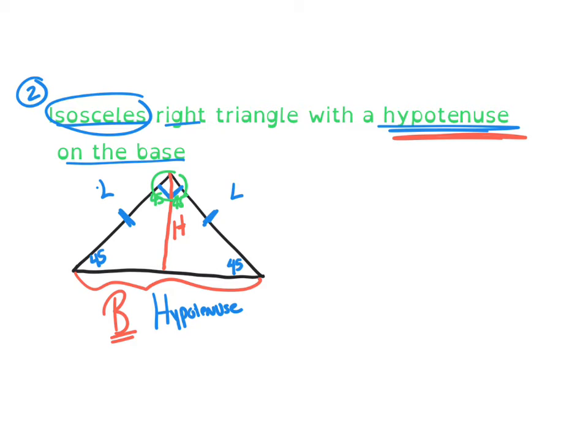So now I actually have another pair of isosceles triangles, because each of these base angles here and here are 45 degrees. So if these two angles are equal, then guess what? So are these two sides. So I'm going to kind of just pull apart what we created here. And again, if I'm going too fast, go back and replay this.